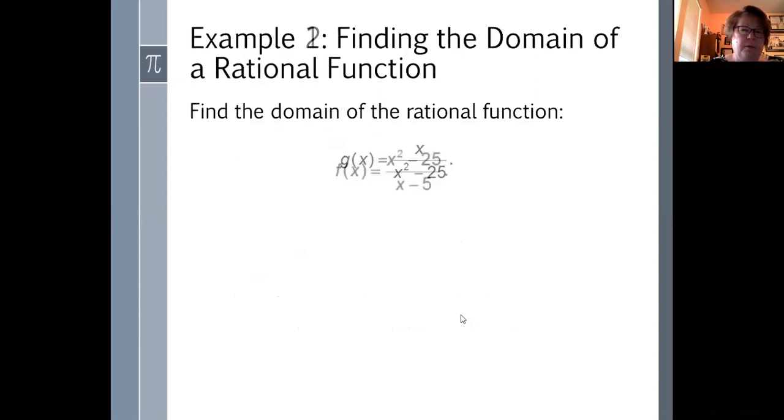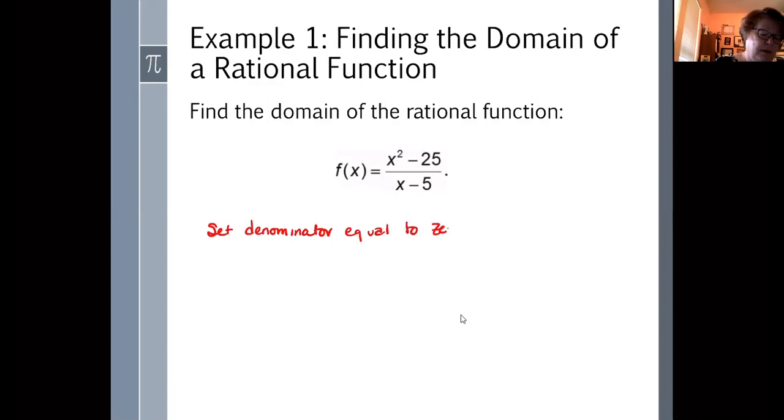All right, our first example, here we go. We have f of x equals x squared minus 25 divided by x minus 5. This is a rational function because both the numerator and the denominator are polynomial functions. So the way we find the domain is we set the denominator equal to 0 and see, are there any real numbers that would make that value 0. So we're going to set the denominator equal to 0, and then we'll solve the resulting equation.